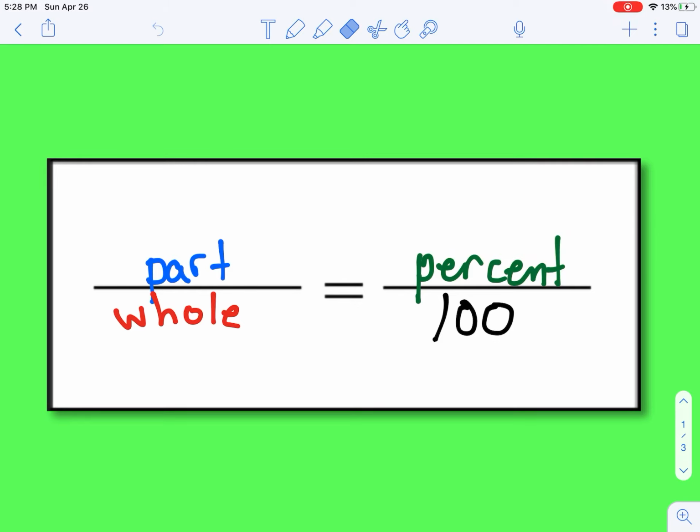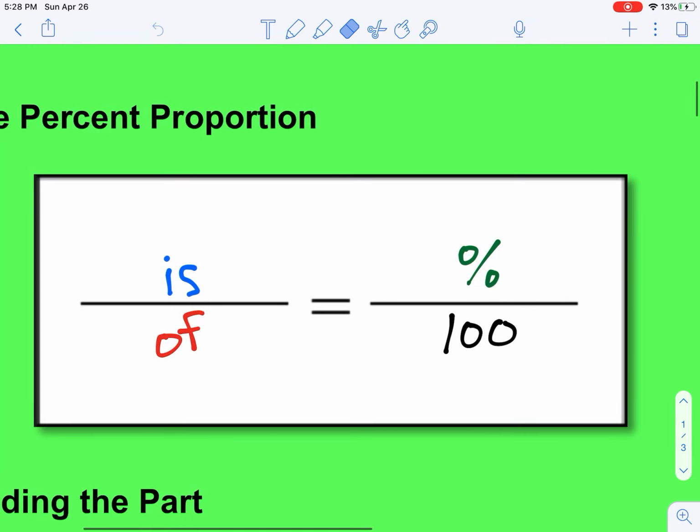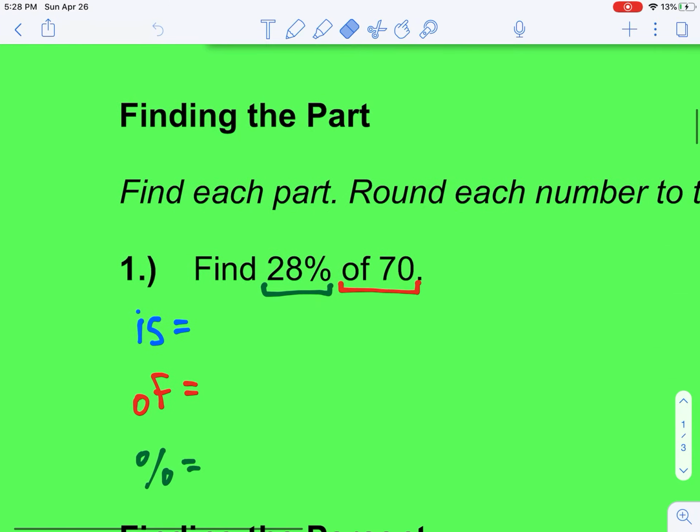However, part and whole is kind of hard to understand sometimes when we just have a normal math problem, so instead we're going to use the words is and of. Is is going to be the action word for part, and of is going to be the action word for whole. So our is, our of, and our percent are actually going to be like variables, and we're going to figure out what numbers those are and substitute them into the proportion. The 100, or the bottom right-hand corner of our proportion, is always going to be the same, so that one's pretty easy to figure out. So let's go ahead and take a look at a couple examples.